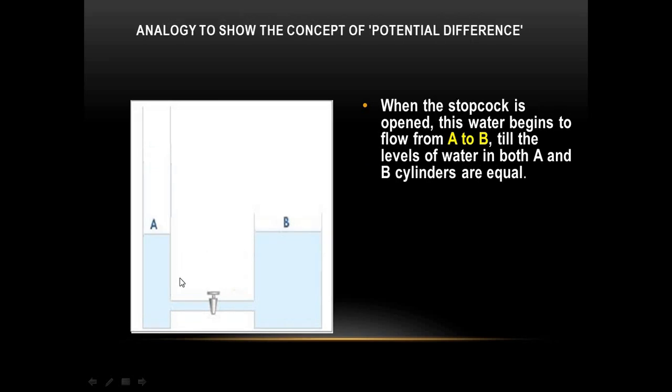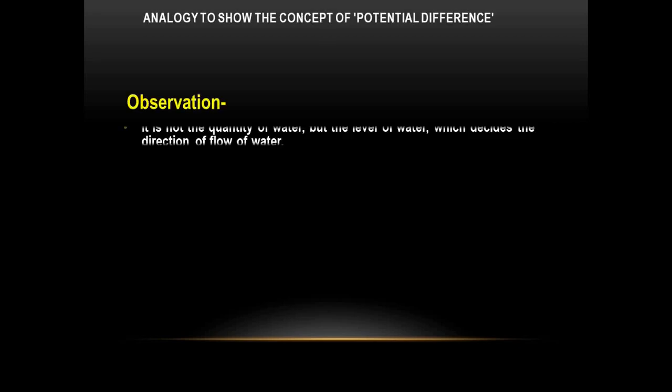When the stopcock is open, water begins to flow from A to B till the levels in both A and B are the same or equal. So when this happens, there will be no flow of water. From here we can observe that it is not the quantity of water but the level of water which decides the direction of flow of the water.